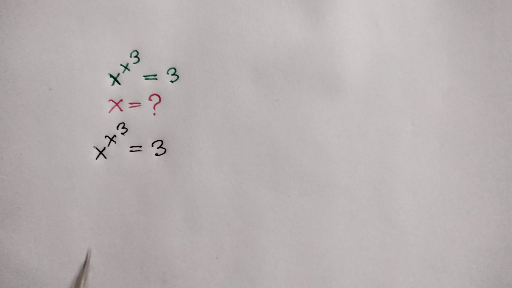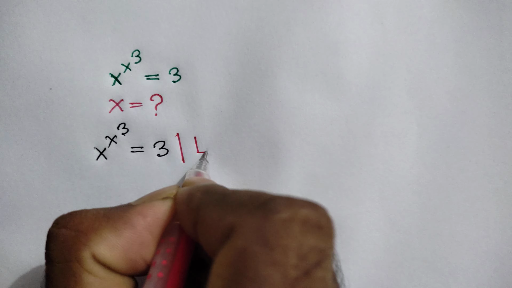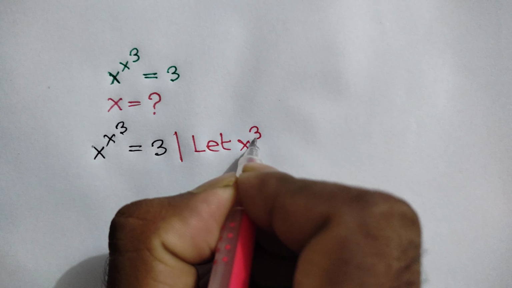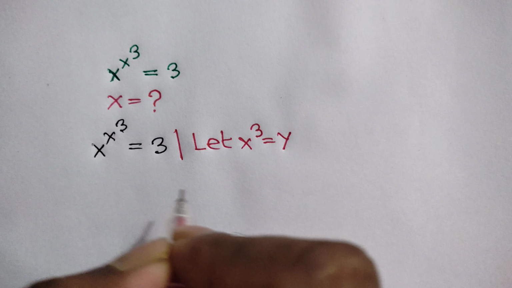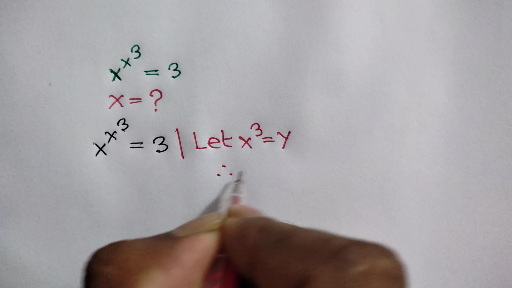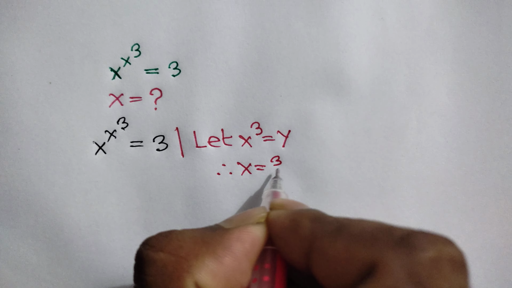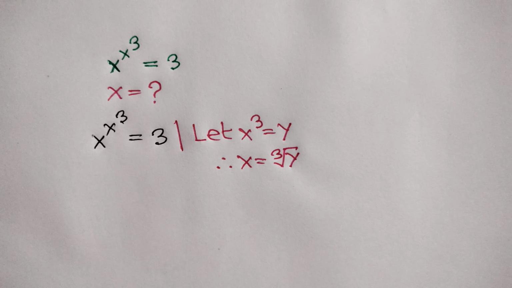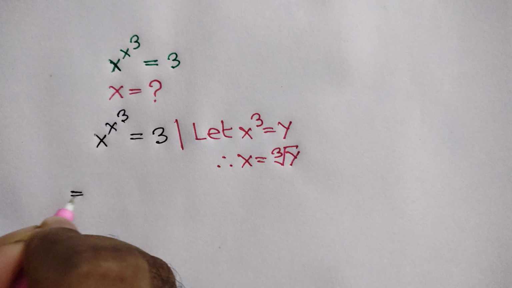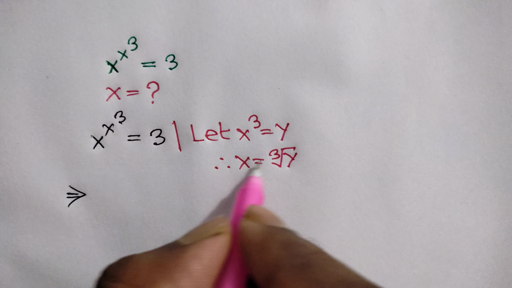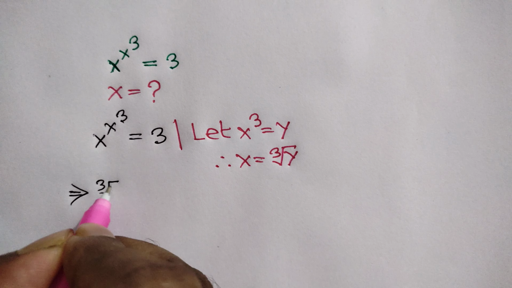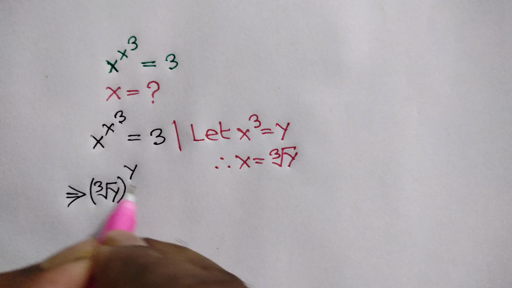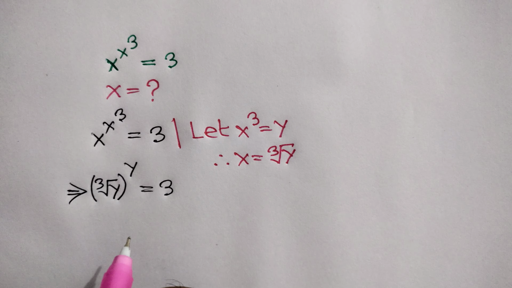First, let x cube is equal to y. So we will get x is equal to cube root of y. Okay. Now we can write here x is equal to cube root of y, whole to the power x cube is equal to y is equal to 3.